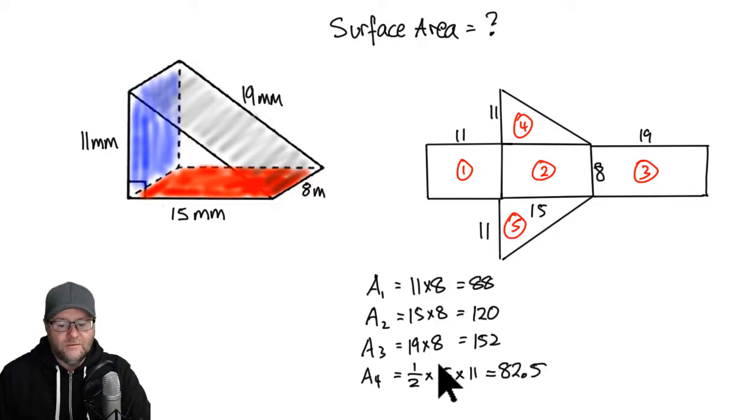Now the area of a triangle is half times the base times the height. So if I look at this triangle here, I'm going to take the base of 15, the height of 11.